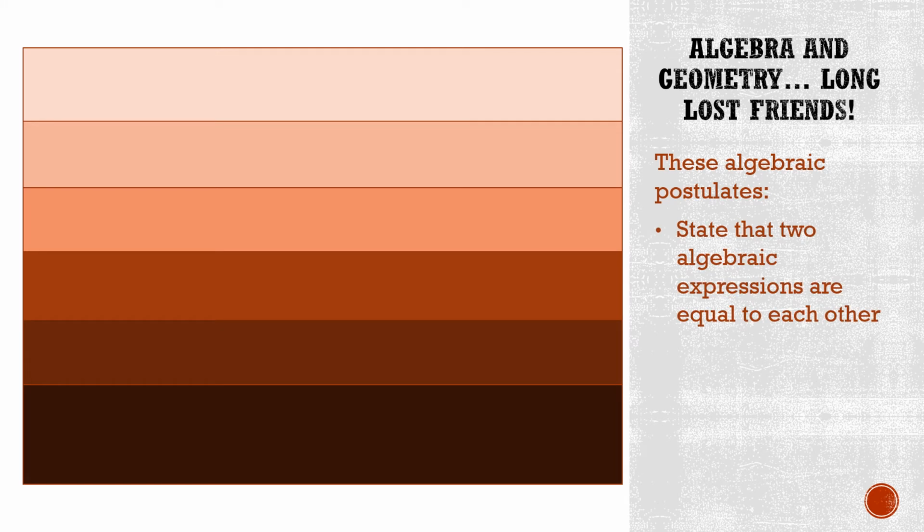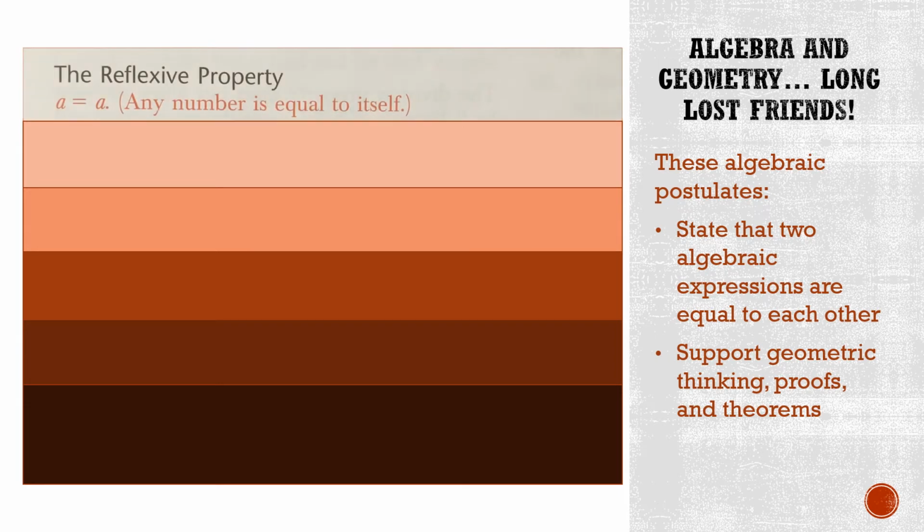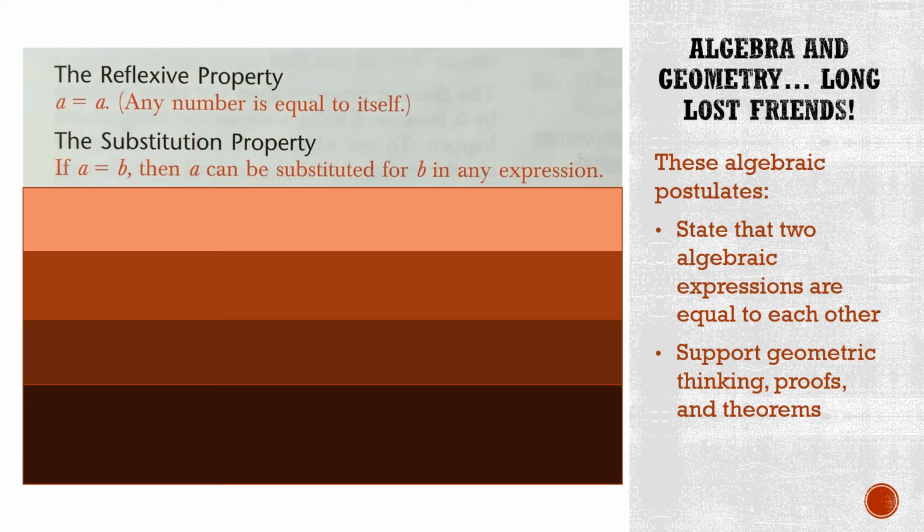The following algebraic postulates that we're going to cover are going to state that two algebraic expressions are equal to each other, and they're going to support geometric thinking, proofs, and theorems as we move forward. So these aren't going to be new, but we need to have a strong understanding of them. So the first is the reflexive property, which we've already discussed. The second is substitution, where if A equals B, then A can be substituted for B.